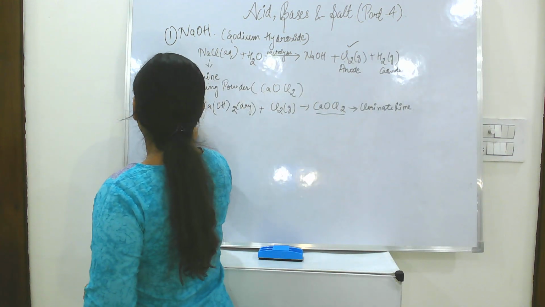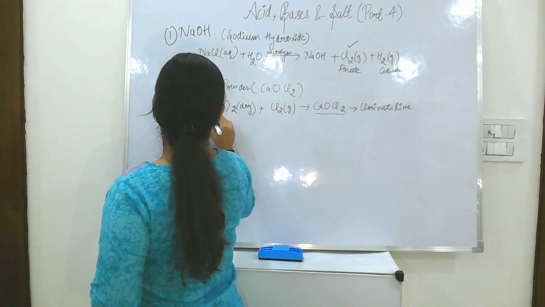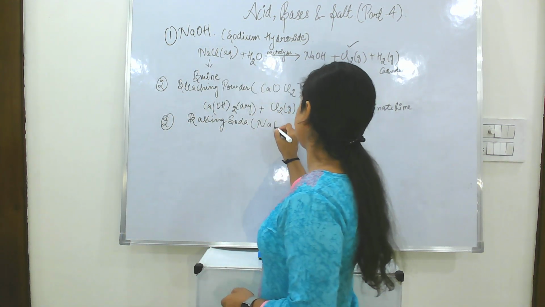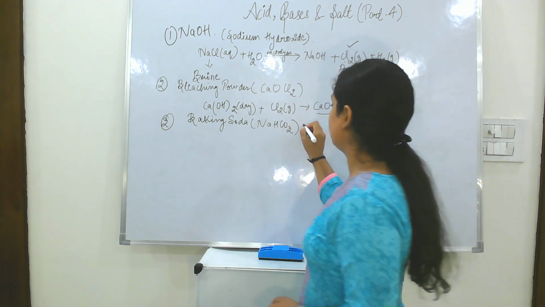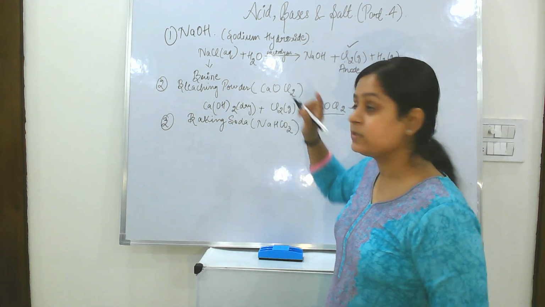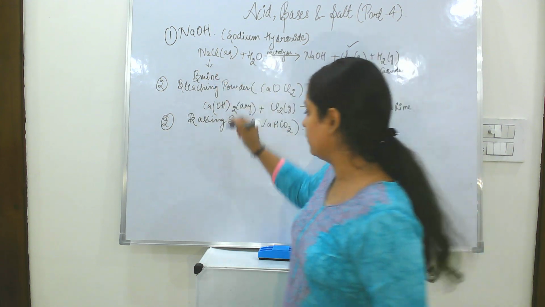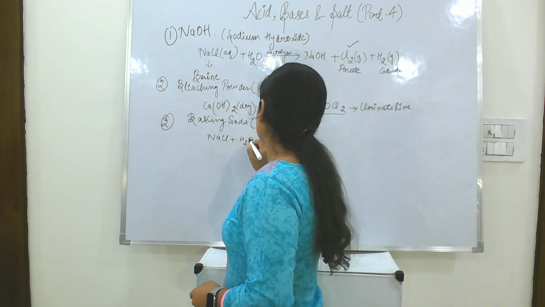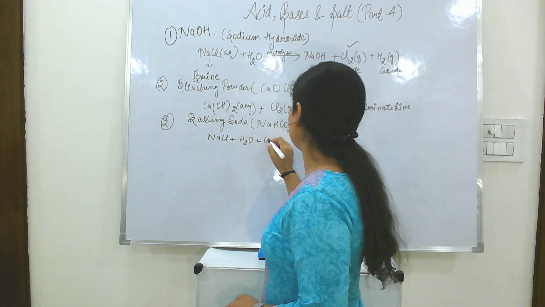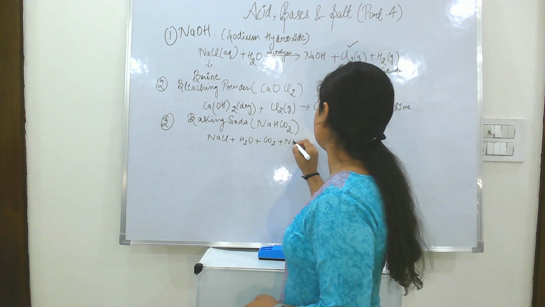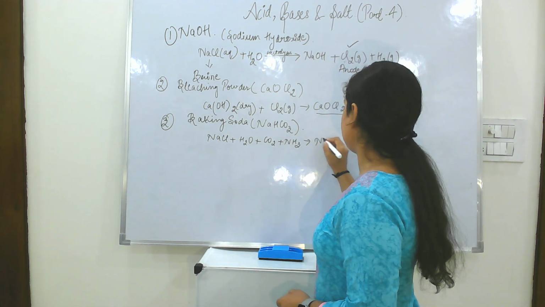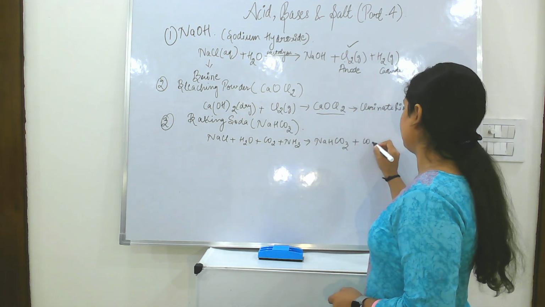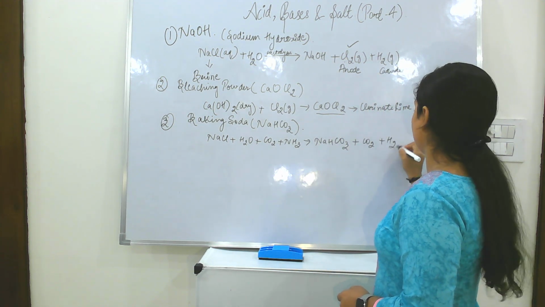Third is baking soda, and the formula of baking soda is NaHCO3. Now again this NaCl will act as a raw material. NaCl when reacted with H2O plus CO2 plus NH3, it will form NaHCO3 plus CO2 plus H2O.